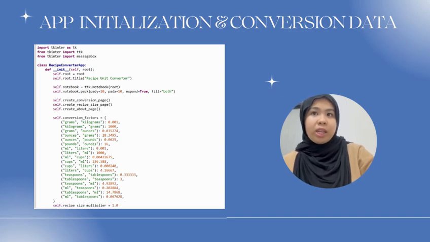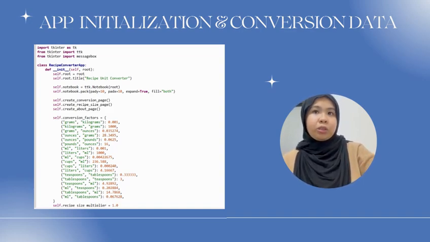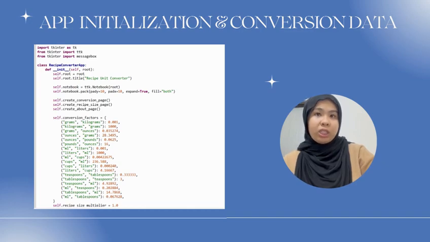And for the last one is the initial recipe size multiplier. This line, self.recipe_size_multiplier = 1.0, initializes an attribute called self.recipe_size_multiplier to 1.0. This variable will likely be used in the recipe size functionality to store the factor by which the recipe ingredients should be scaled.